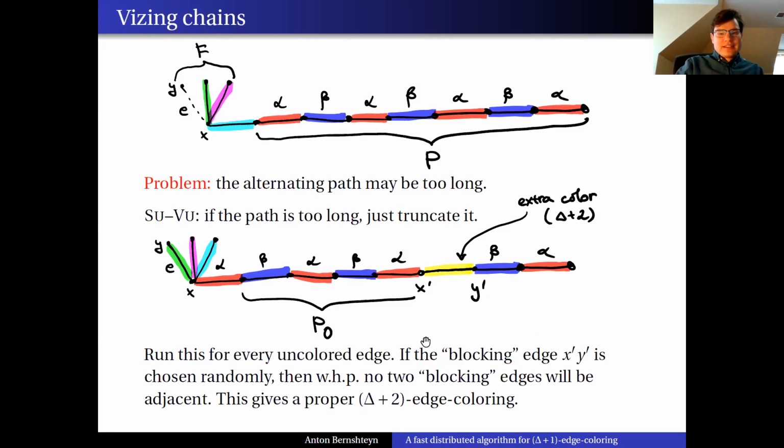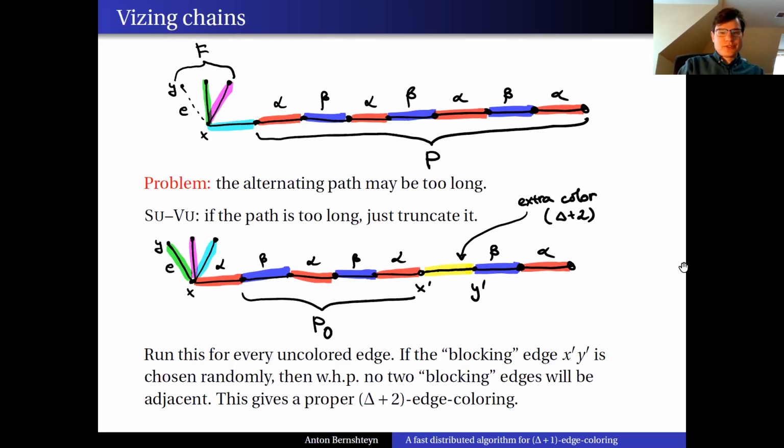However, Su and Vu showed that if you choose this edge at random, rather than just picking whichever edge it might be, then with high probability, no two blocking edges will be adjacent. And it means that one will have actually a proper delta plus two edge coloring. This is the essence of their randomized algorithm for delta plus two edge coloring. But we cannot do this because we don't have an extra color.